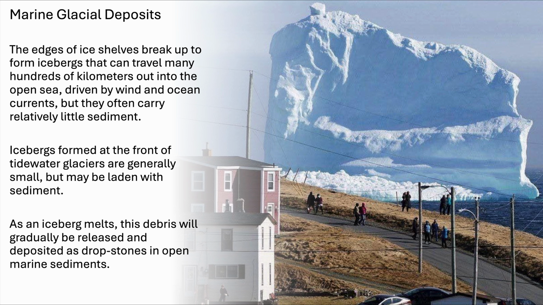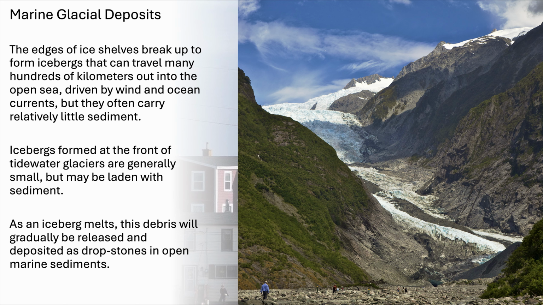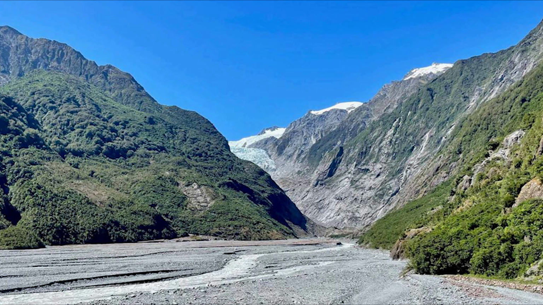They often carry very little sediment, so they don't leave good records of their existence. Here we see one cruising down Iceberg Alley in Newfoundland. Icebergs formed at the front of tidewater glaciers might be small, but they're packed with sediment. So again, think to the Franz Josef Glacier in New Zealand. It's covered with rock, and it's also got enormous amounts of sediment embedded in its base, and it's bulldozing material along. So it's pushing lots of material into the marine environment.